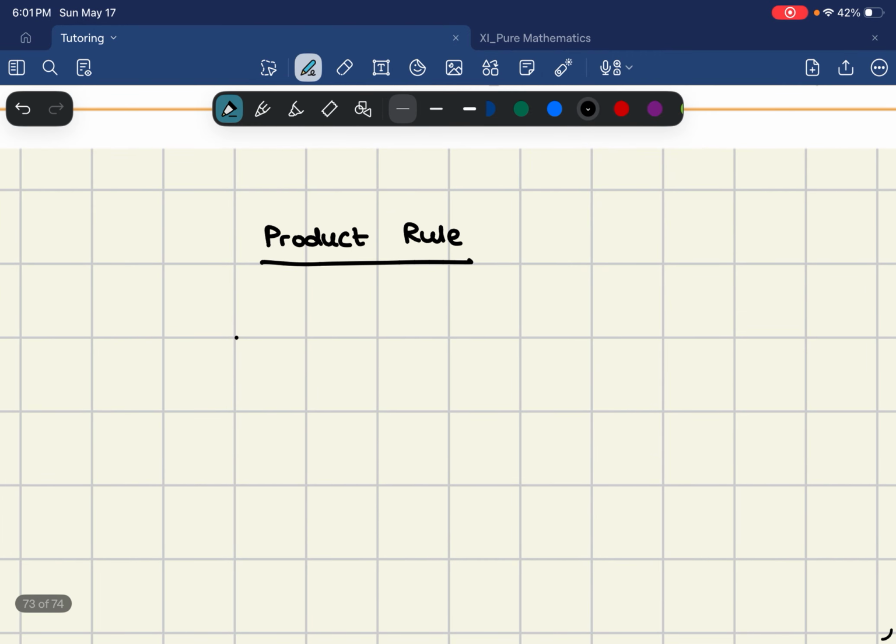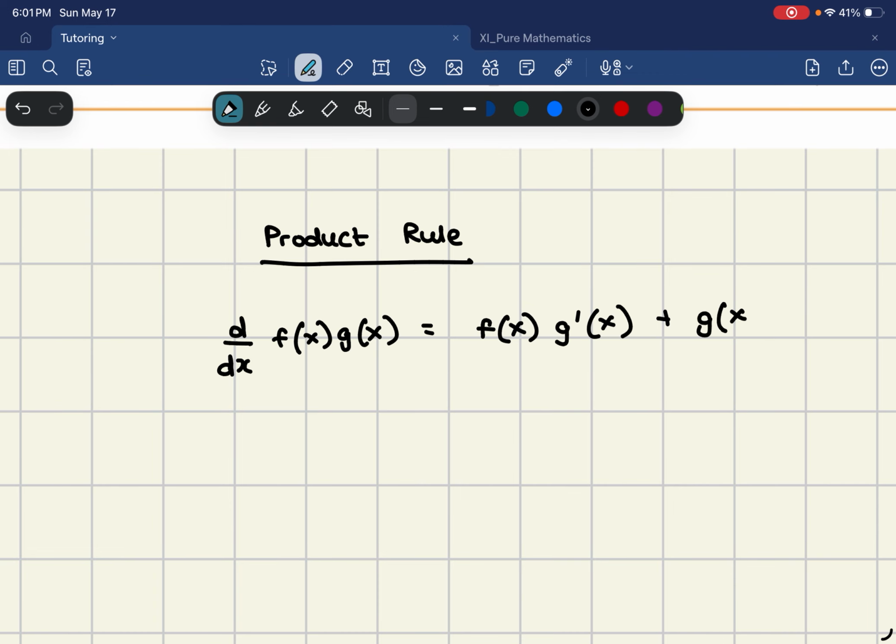And the product rule says that if you have a product of two functions, say f of x and g of x, then you keep your first function and you differentiate your second function, plus you keep your second function and you differentiate your first function.